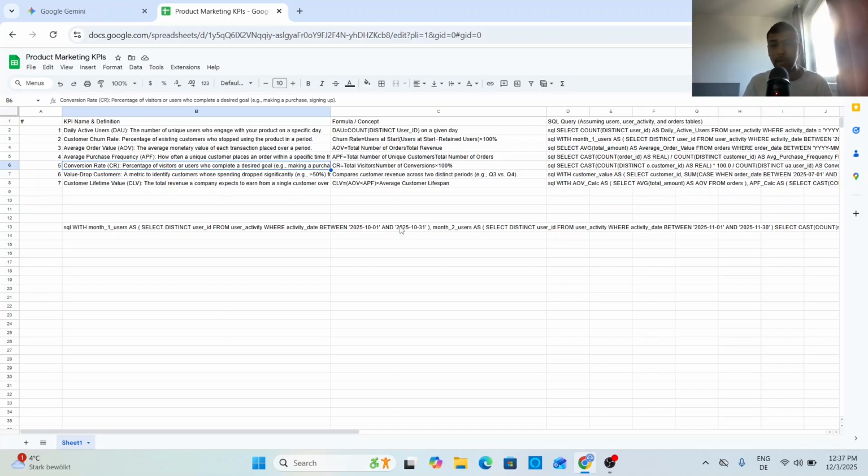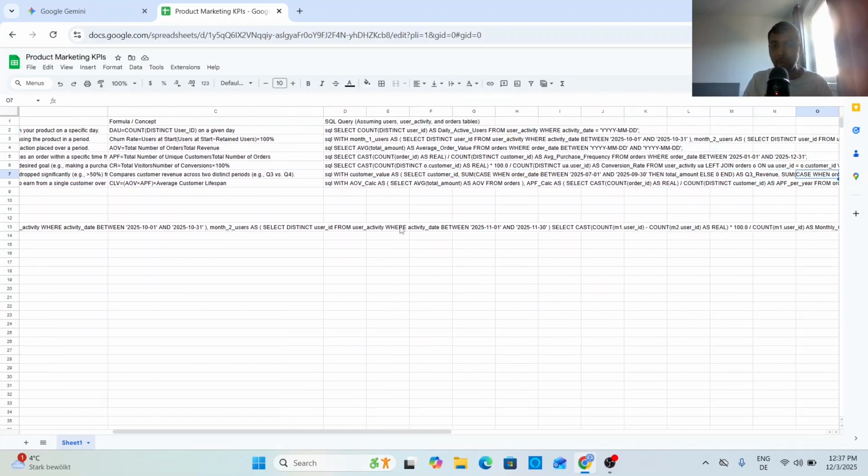This is nothing complicated, it's a simple division kind of query, but the idea is to understand what conversion rate is important for a specific business and try to optimize that. Then we have another interesting metric: value drop customers, right? Like people who have been spending a lot, but suddenly they have stopped spending or they've reduced their spending.